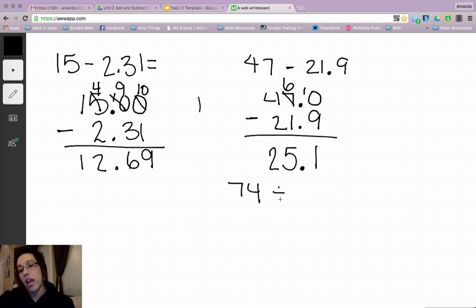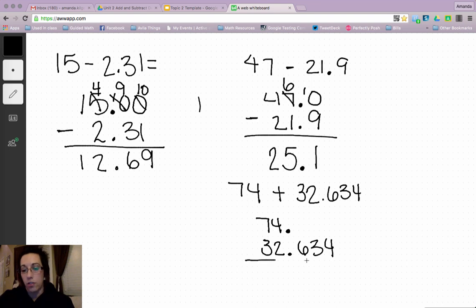74, and we are going to add 32 and 634 thousandths. So set it up. 74, add the decimal back in. 32 and 634 thousandths. We annex our zeros, so we're looking at the same numbers. We look at our sign, it's addition. 4, 3, 6. 4 plus 2 is 6. 7 plus 3 is 10.